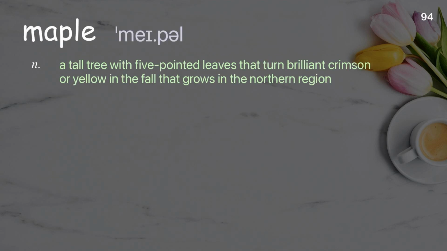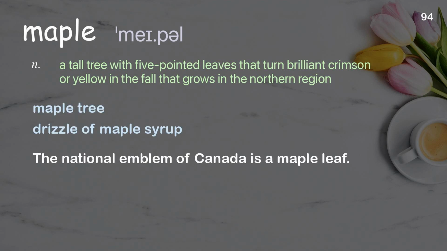Maple. A tall tree with 5 pointed leaves that turn brilliant crimson or yellow in the fall that grows in the northern region. Examples: Maple tree. Drizzle of maple syrup. The national emblem of Canada is a maple leaf.